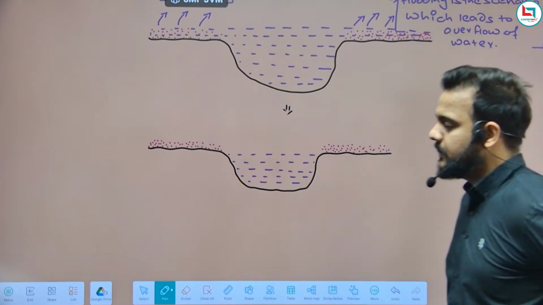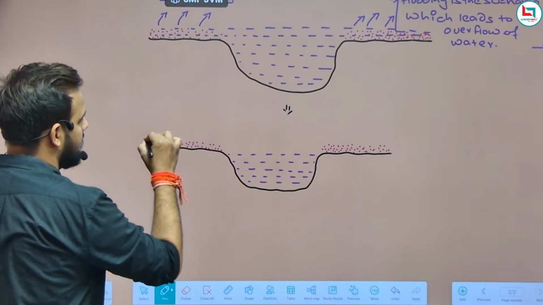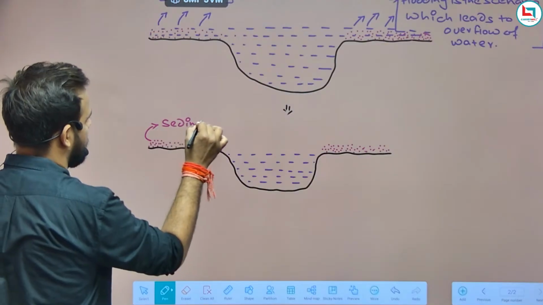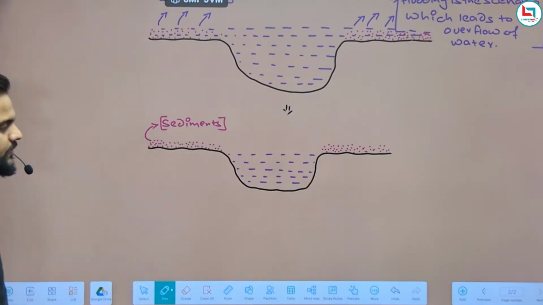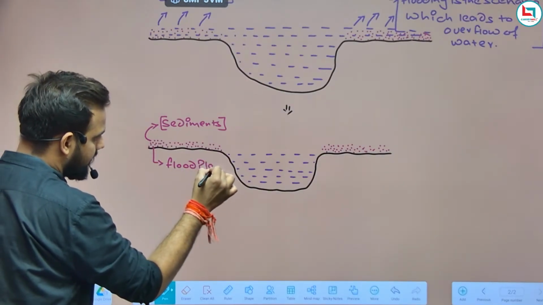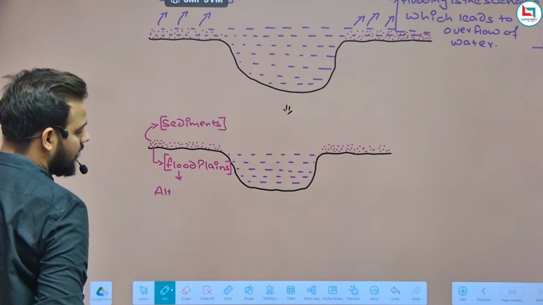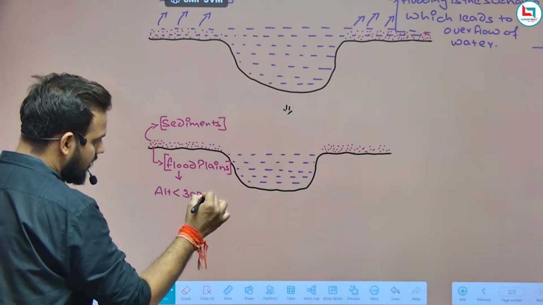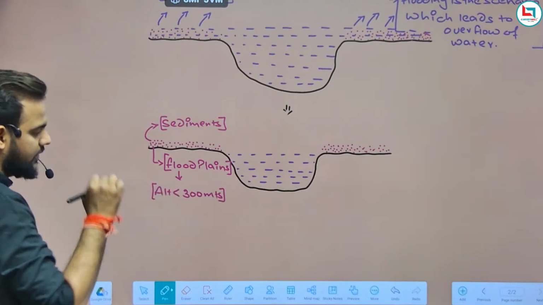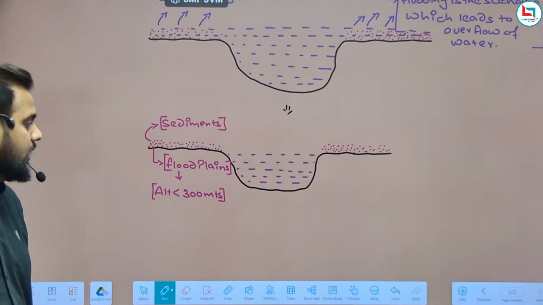Now these finer sediments are the sediments which are left over the surface after the evaporation, and they are considered as the flood plains. They are known as the flood plains. Remember guys, when we talk about these flood plains, their altitude is generally less than 300 meters. They are the most fertile region, and that is why they are the prominent agriculture zone of the world.